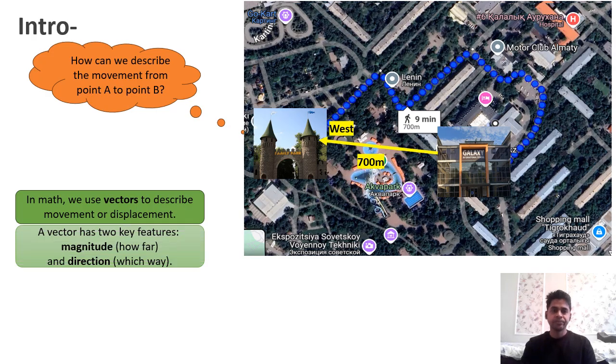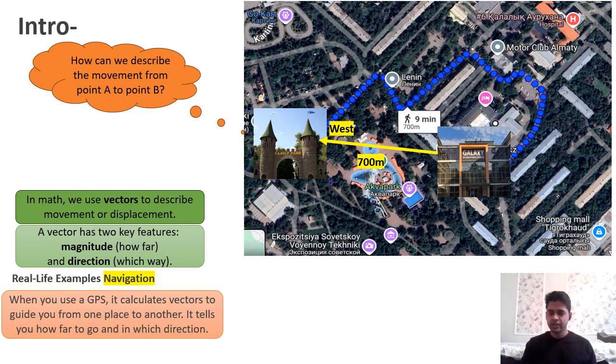So in mathematics, if we have a direction and a magnitude, that thing is called a vector. Simple. A vector has two things, magnitude and direction. Always remember that in vectors the head tells the direction and the length of the arrow tells us the magnitude. In real life, when we use a GPS, it calculates vectors to guide us from one place to another, telling us how far we have to go and in which direction we have to move.